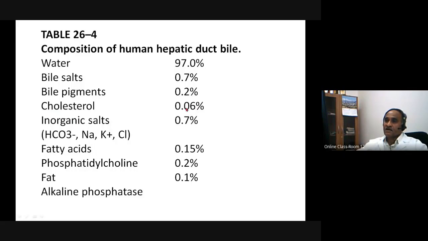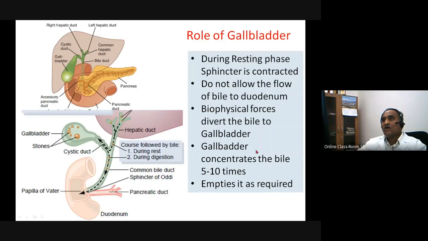And cholesterol, it contains 0.06%. Inorganic salts like bicarbonate, sodium, potassium chloride, and all those things are 0.7%. And we have fatty acids 0.15%, and phosphatidylcholine is 0.2%, and it contains a fat about 0.1%. It also secretes alkaline phosphatase, and it is excreted, and this alkaline phosphatase is also there in a normal value.